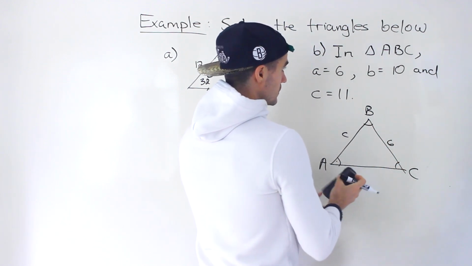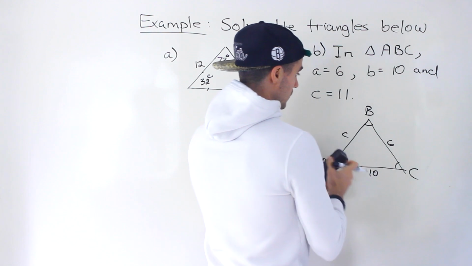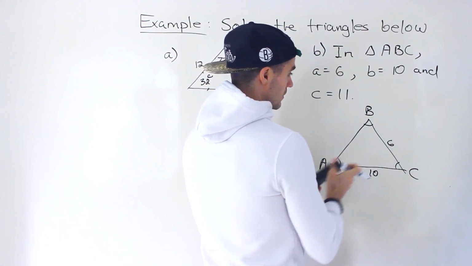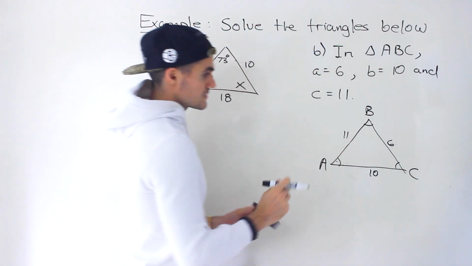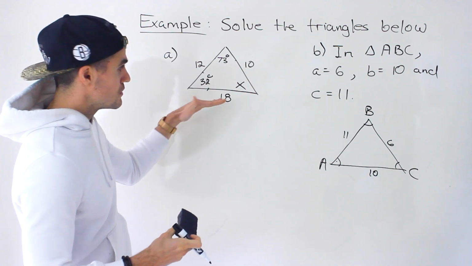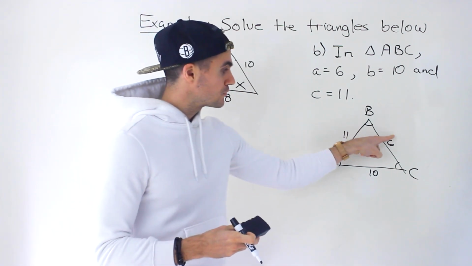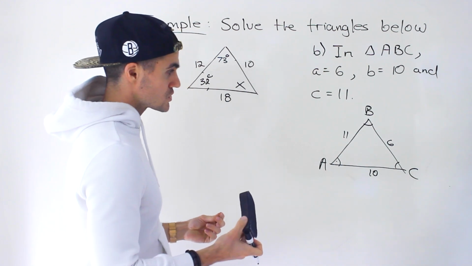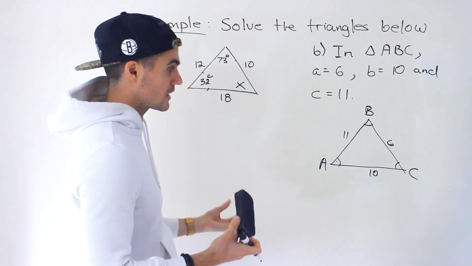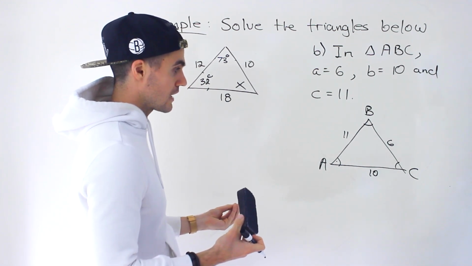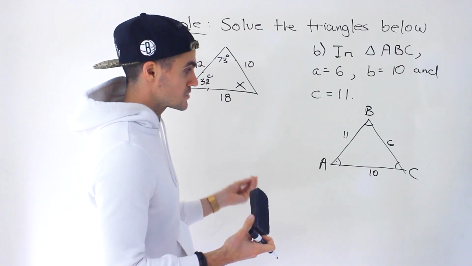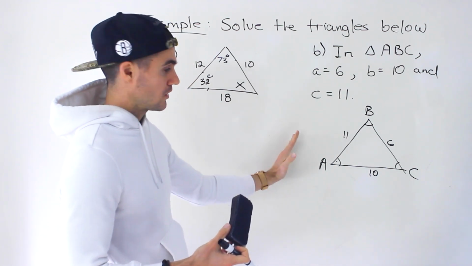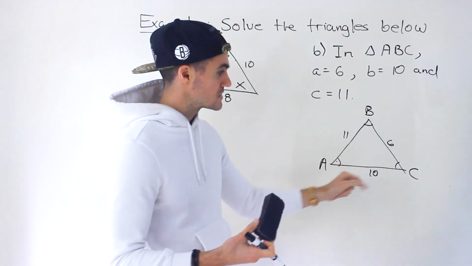The b value here is 10, and then we're given the c value here of 11. So it's actually the same kind of case as this triangle where we're given all 3 sides and no angle. So we are going to have to start with the cosine law to solve for one of the angles. We can't start with the sine law because we don't have a pair of an angle and an opposite side. We only have all 3 sides.